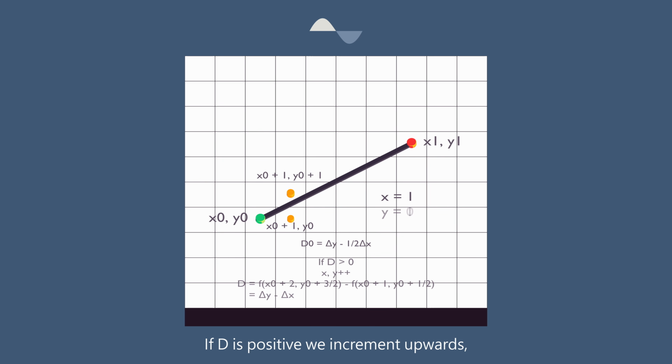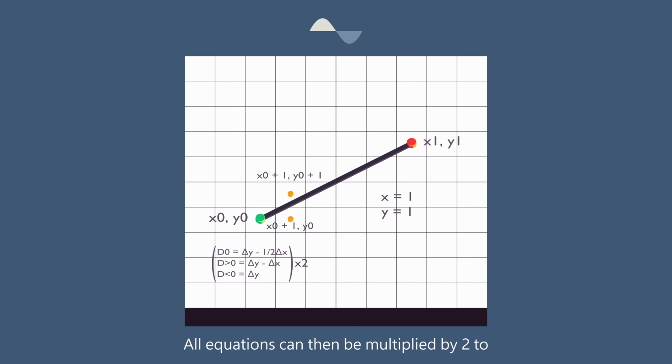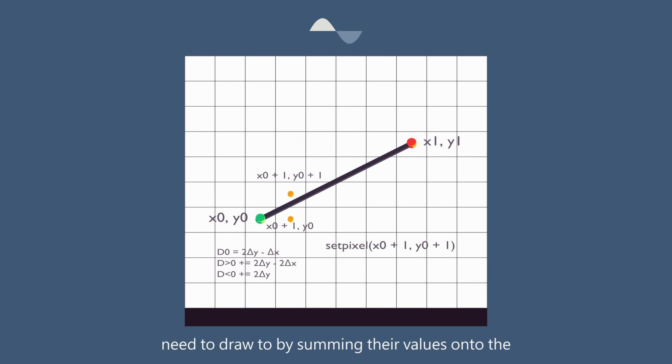If d is positive, we increment upwards, denoted by incrementing both trackers, and set d equal to function x0 plus 2, y0 plus 3 halves minus function x0 plus 1, y0 plus 1 half, simplified to delta y minus delta x. All equations can then be multiplied by 2 to remove the floating point arithmetic. We can then generalize the second and third equations for each iteration by accumulating their values onto the decision parameter. Rounding off the method, we can use our trackers to capture the points we need to draw to by summing their values onto the initial point per iteration.